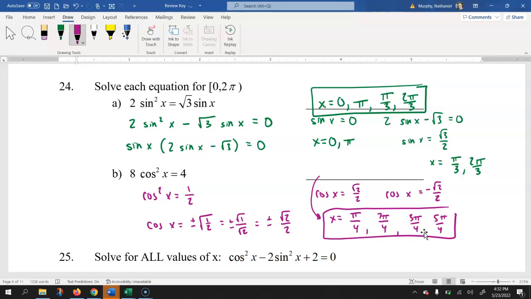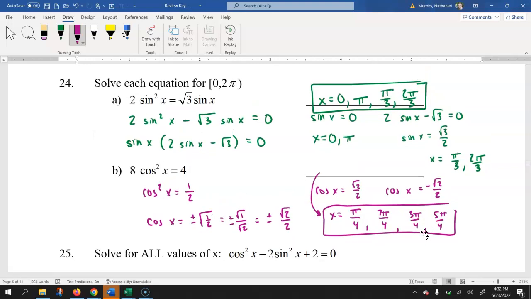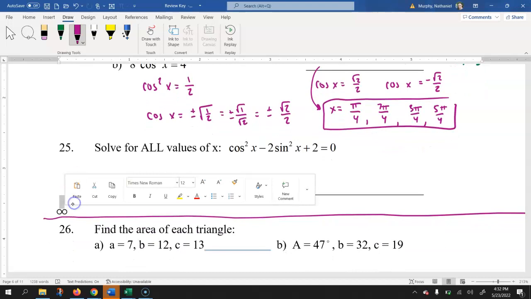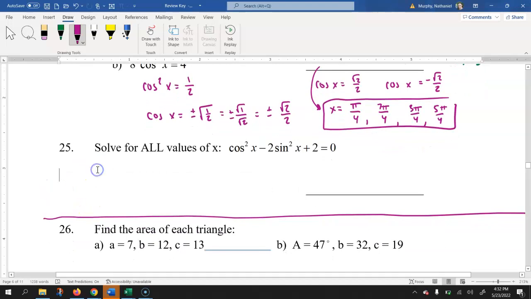Now notice the difference in the wording between 24 and 25. So 24, it says to solve it between 0 and 2 pi. This one, it says we're trying to solve it for all values. So this is where we're going to have to tack on a pi n. So you'll see how that works here in just a minute.